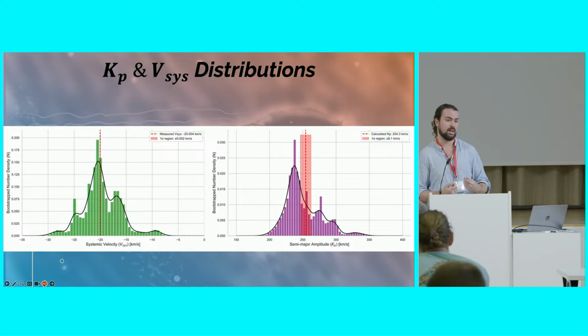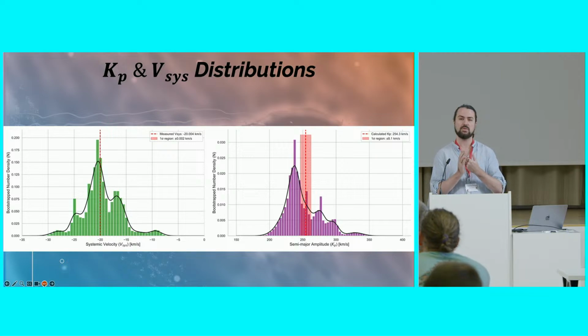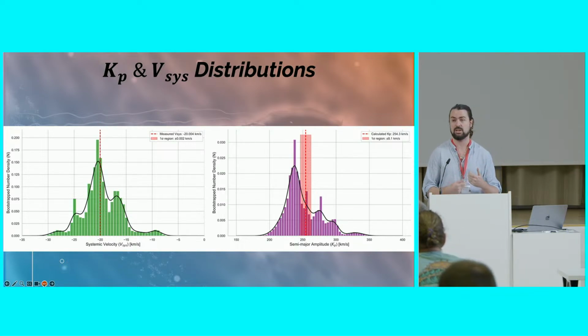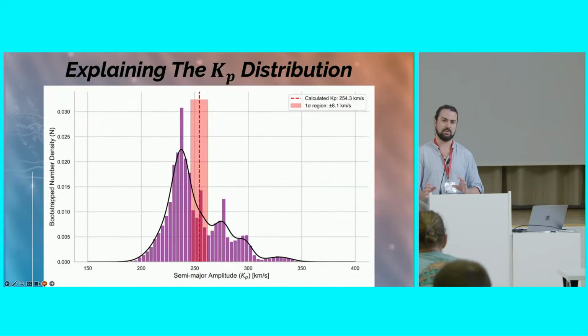And then for KP, the measured KP, the peak KP value, is offset from the actual orbital velocity of the planet if you just assume a circular velocity and calculate it for yourself. So what's going on here, and why is it that we have these weird detection characteristics? Well, if I attack KP first, because it's a little bit easier to explain, I first want to talk about why we have this offset in this peak.